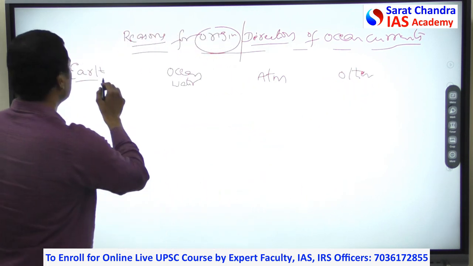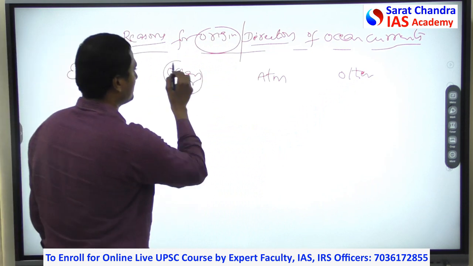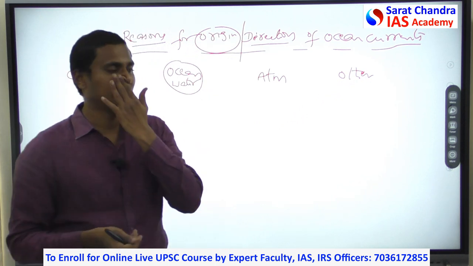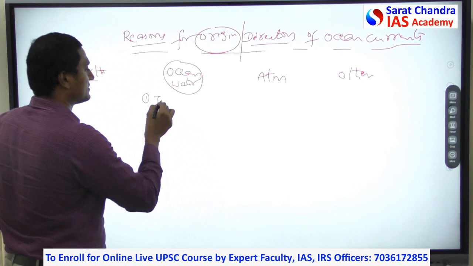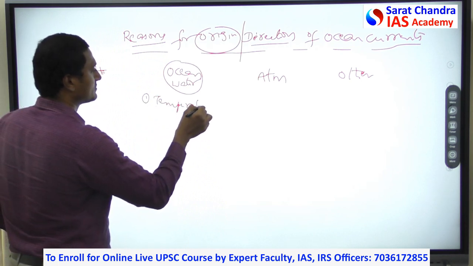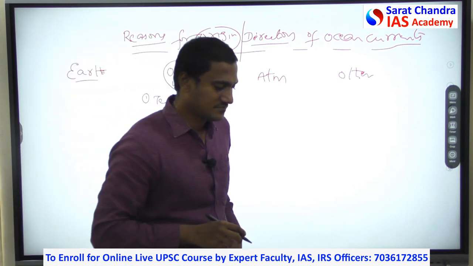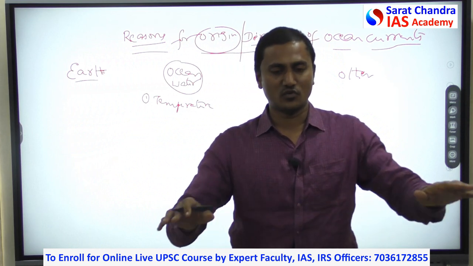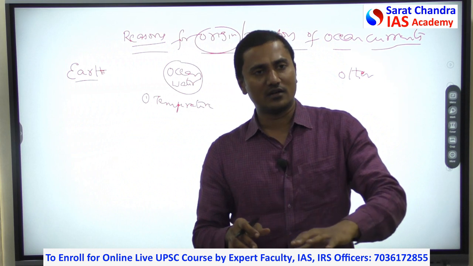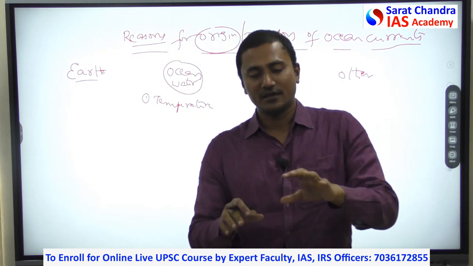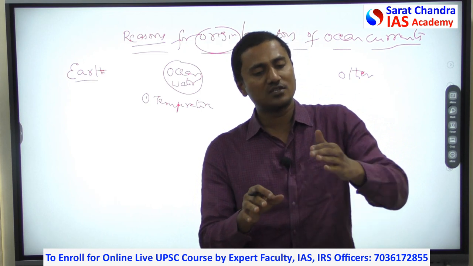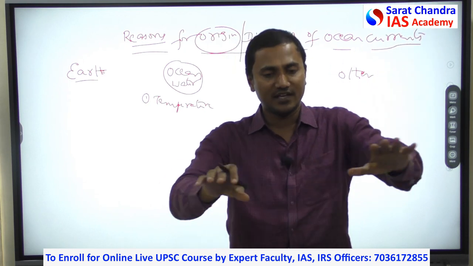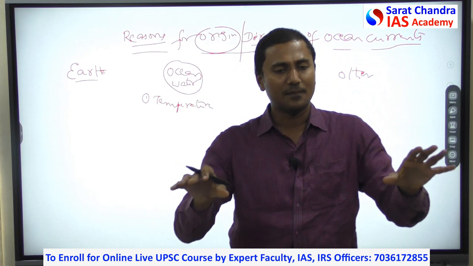Now, first, let us discuss ocean water. How does the ocean water itself become a reason for ocean currents? See here, first is temperature. Friends, see, all the ocean water is not of uniform temperature. Near the equator, water is hot, warm. As you go towards the polar area, slowly the temperature of water will keep on decreasing. So for any ocean, Atlantic, Pacific, any ocean, temperature is not uniform.